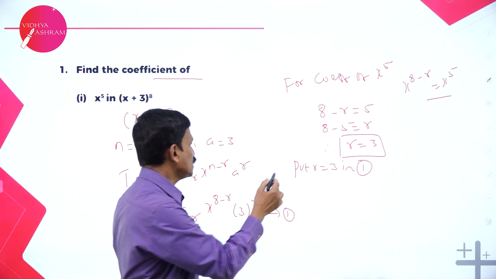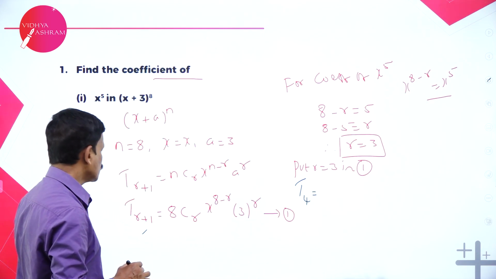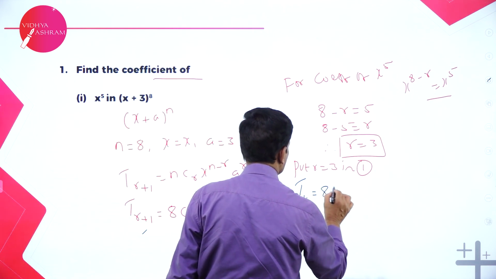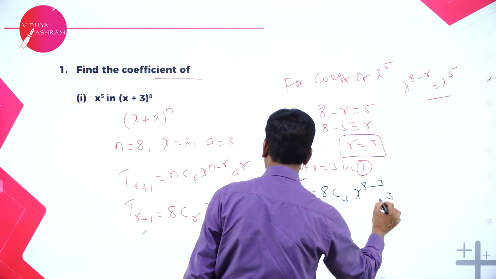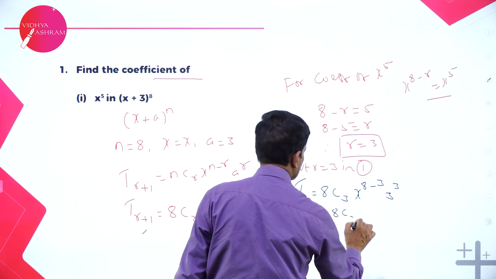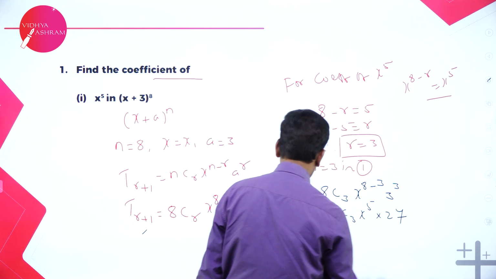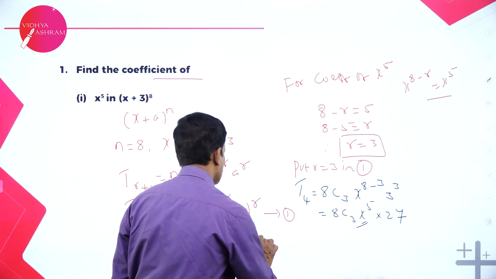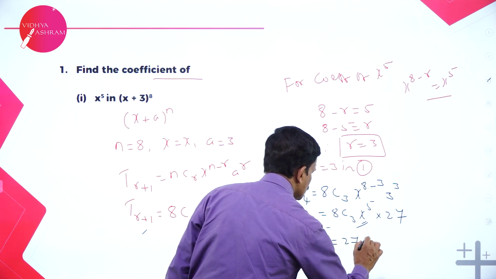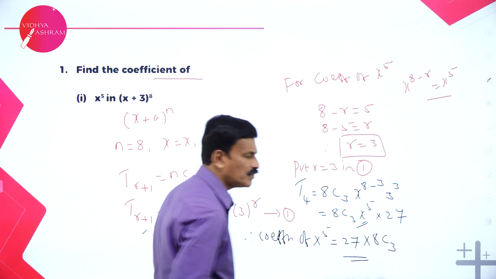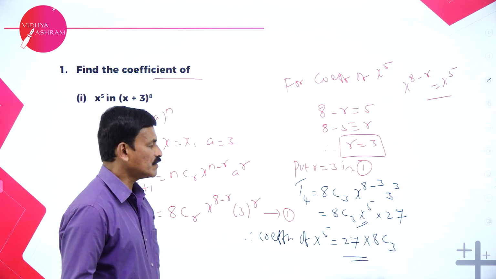Now, put r is equal to 3 in equation number 1, then we will get 3 plus 1, that is nothing but 4. 8C, what is r? r is 3, into x to the power of 8 minus r, which is 5, and 3 to the power of r is also 3 cubed. So, this is 8C3 x to the power of 5 into 3 cube. 3 3s are 9, 9 3s are 27. So, therefore, the coefficient of x to the power of 5 is equal to 27 into 8C3. If you want, you can simplify or you can stop here itself. Okay, that's it. So, therefore, the required answer is 27 times 8C3, the coefficient.